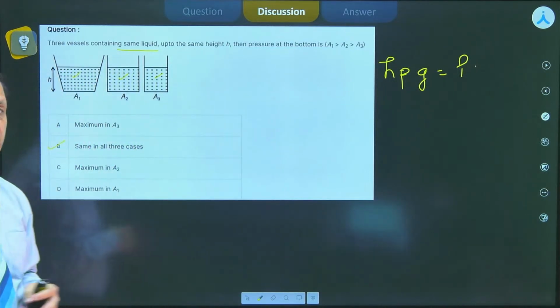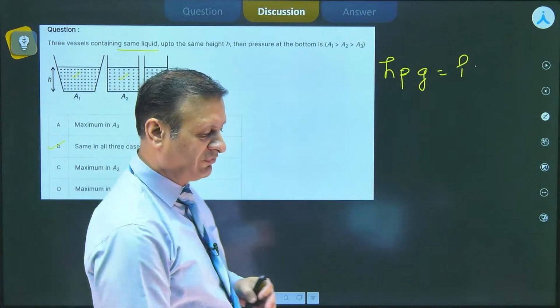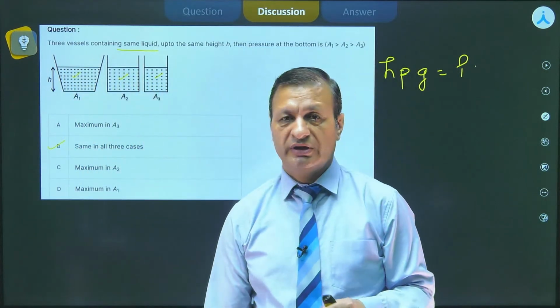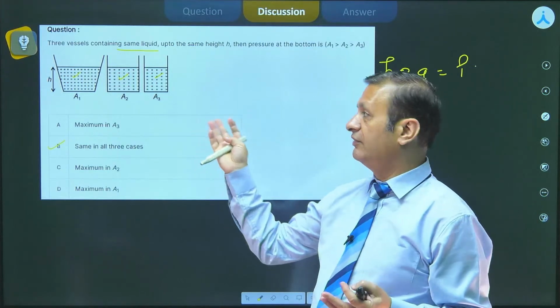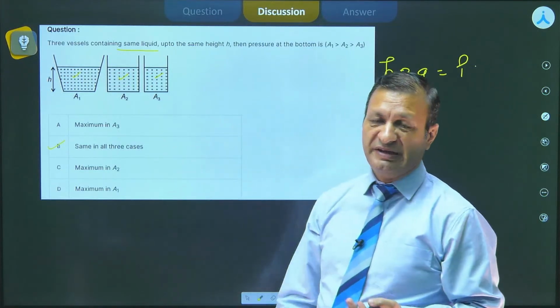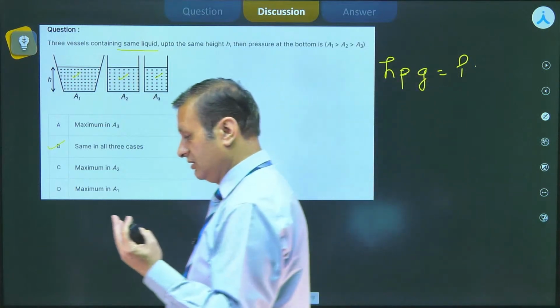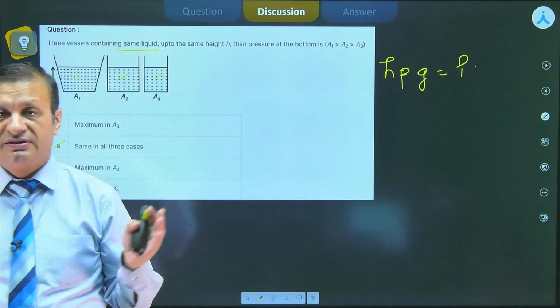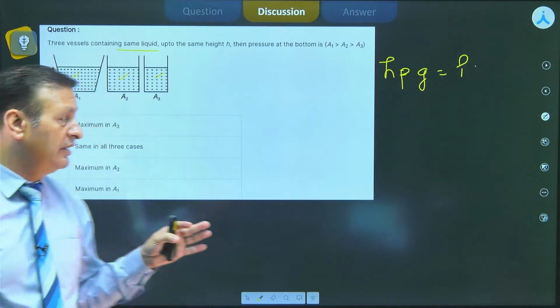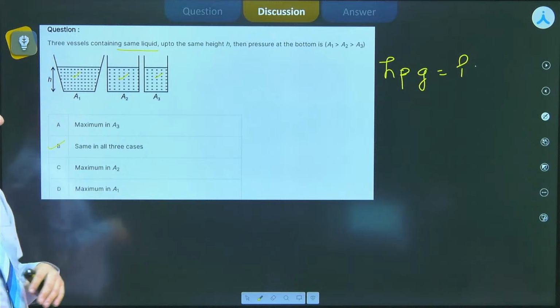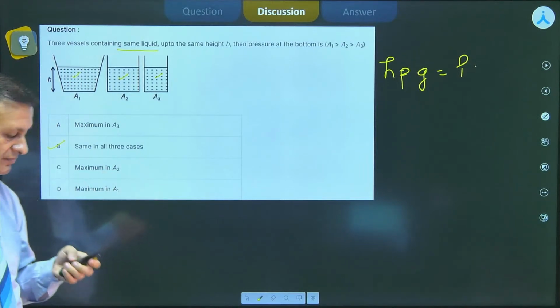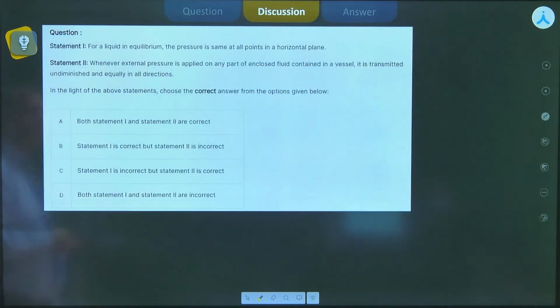So this is the common paradox we have for this situation, where all three liquids are in different containers. They have different shapes, they may have different base areas, but as long as they have the same height, the same density, that is the same type of liquid, and g is the same, the pressure exerted on the bottoms will be the same. So this is important.